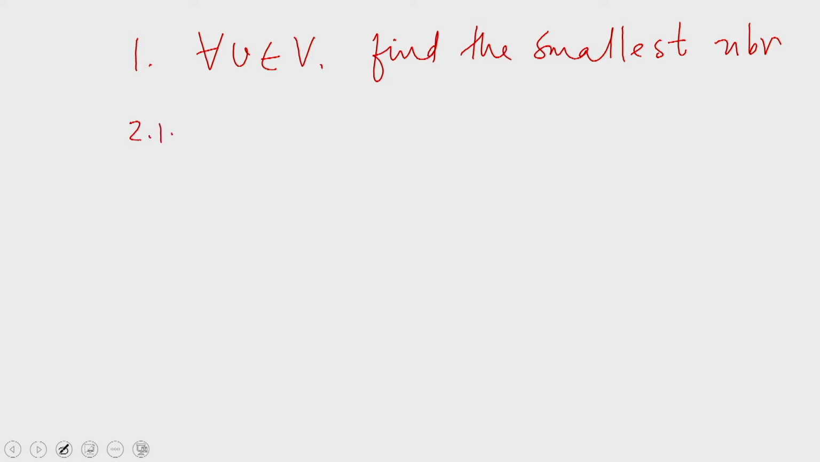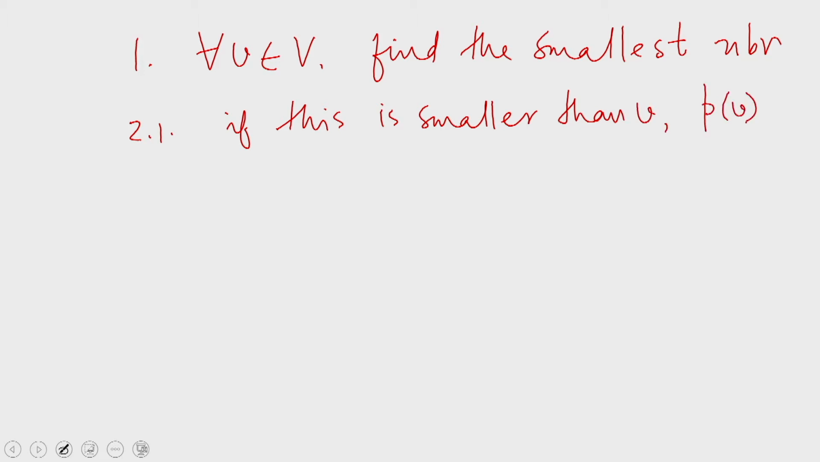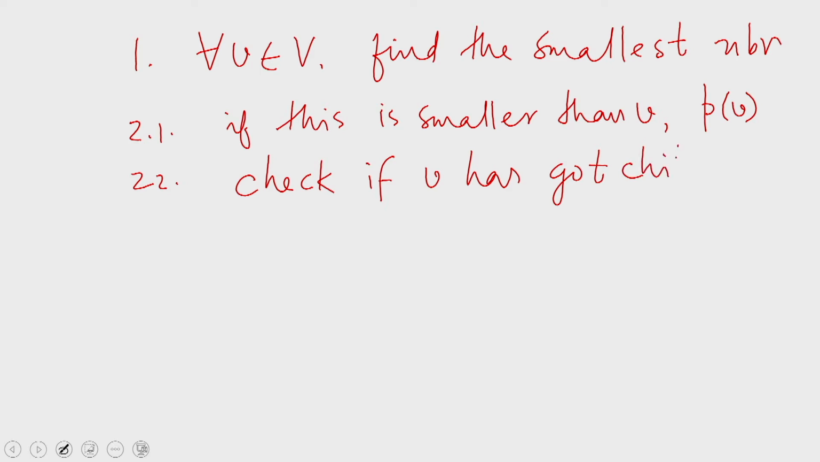Then in step 2.1, if the smallest neighbor is smaller than V, then we set it as the parent of V. In step 2.2, we check if V has got children now. That is, if somebody has chosen V as the parent in step 2.1, that is checked in step 2.2.